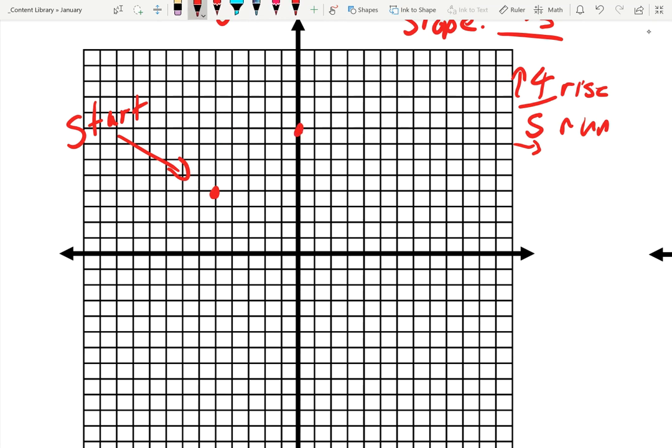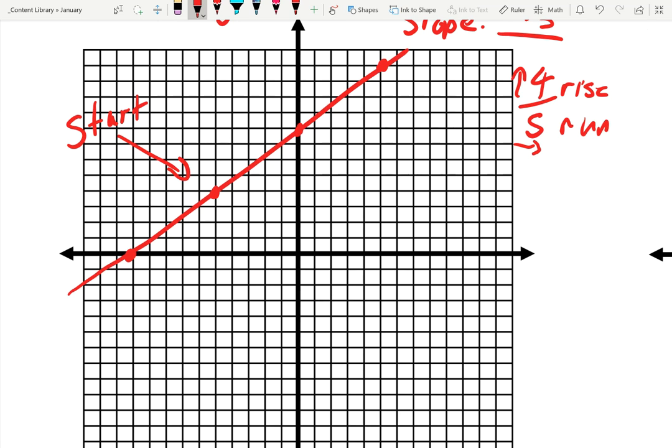And then we can do it again. Go up 4, 1, 2, 3, 4, and right 5. 1, 2, 3, 4, 5. Put you right here. And if you want to go backwards, then go backwards. Go down 1, 2, 3, 4, and then left 5. 1, 2, 3, 4, 5. That puts us here. And that's our line.